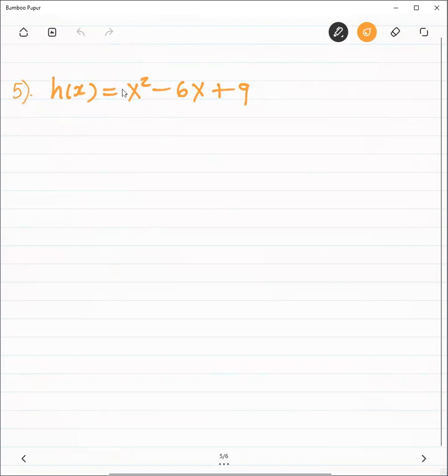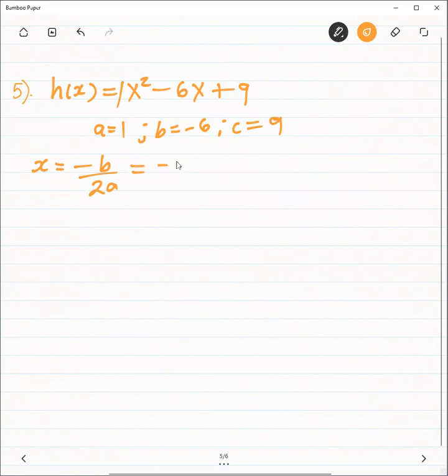So here, I know that I have a basic form. My A is going to be 1. My B is going to be -6. And then my C is going to be 9, right? And then I'm basically going to use this. Remember, x equals -b over 2a if I have the standard or the basic form, right?